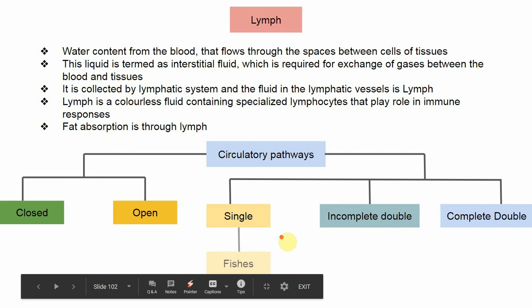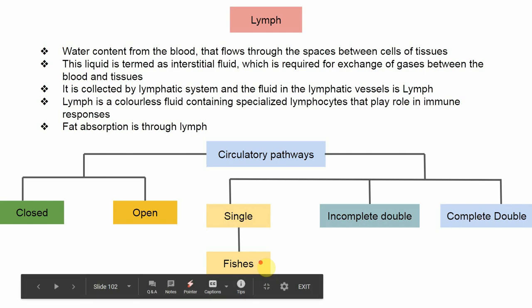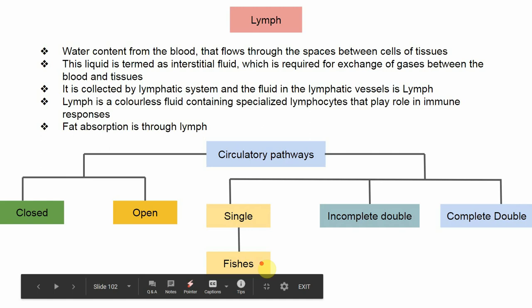So the single circulatory pathway is seen in the case of fishes, because the heart in the case of fishes is mainly made up of two chambers, that is a single auricle and single ventricle. So the heart actually pumps the deoxygenated blood to the gills, where it gets oxygenated, and this oxygenated blood is directly supplied to the body tissues, and after supplying to the body tissues, this blood again comes back to the heart in the form of deoxygenated blood. So this cycle is called the single circulatory pathway.